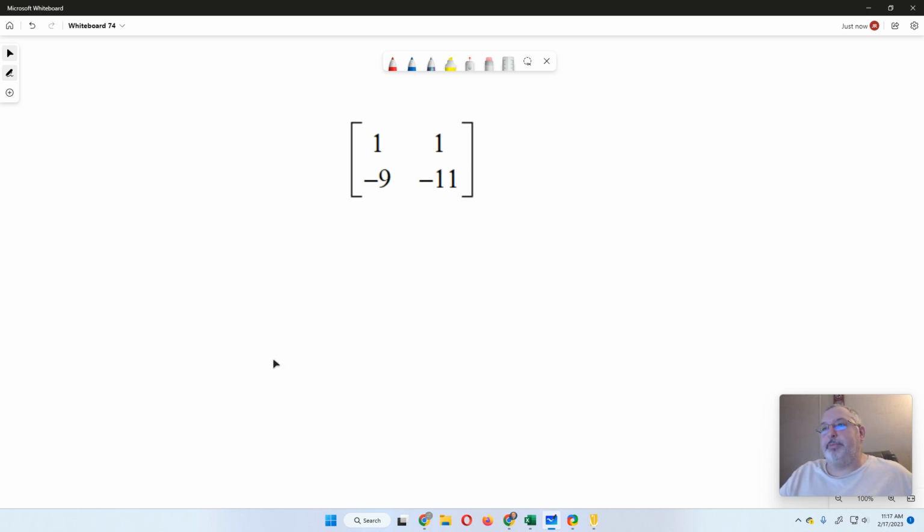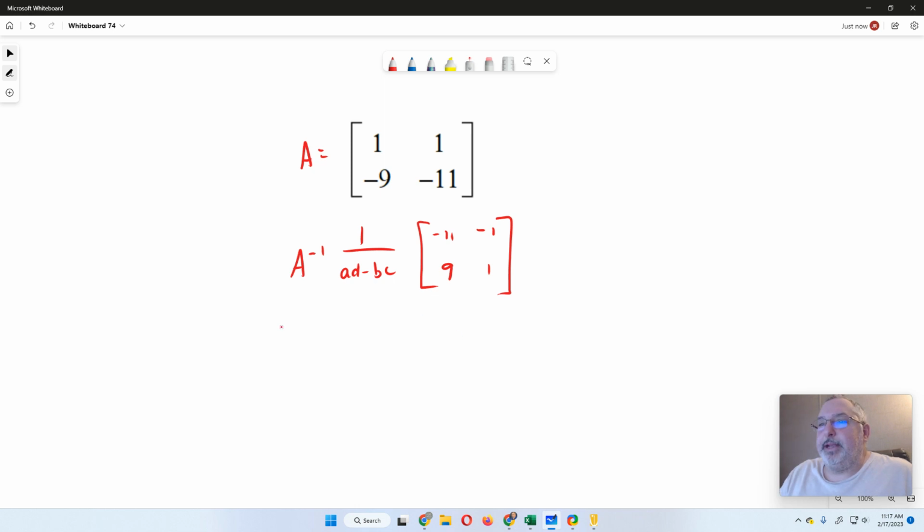So here's our first example. This is our matrix A. So to find the inverse, we're going to do 1 over AD minus BC. And then we're going to swap these two. So we're going to put negative 11 there. We're going to put 1 there. We're going to change these signs. So we're going to get 9 and negative 1.